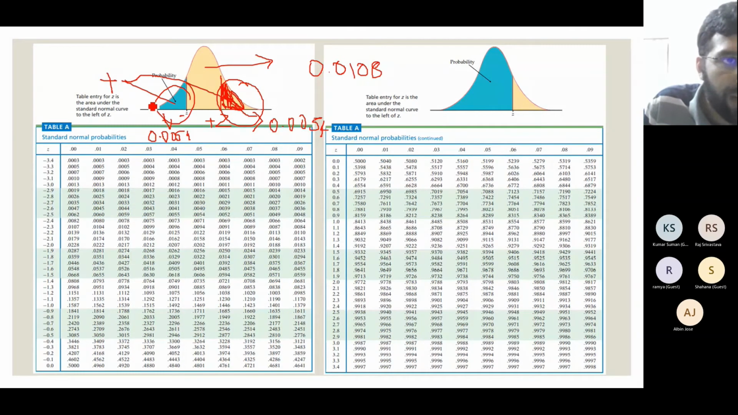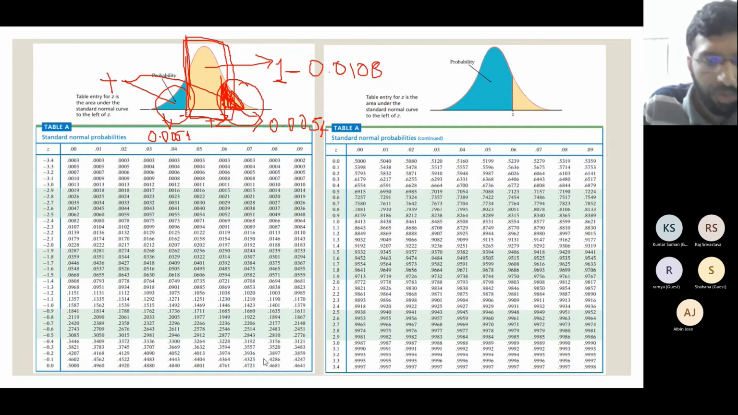Now suppose I want to find the probability of the area excluding the tails, so between these. Then, as I told earlier, I just have to subtract it from 1, as the total area under the curve is 1. So that way I can find the value. We will be using these things throughout our examples.